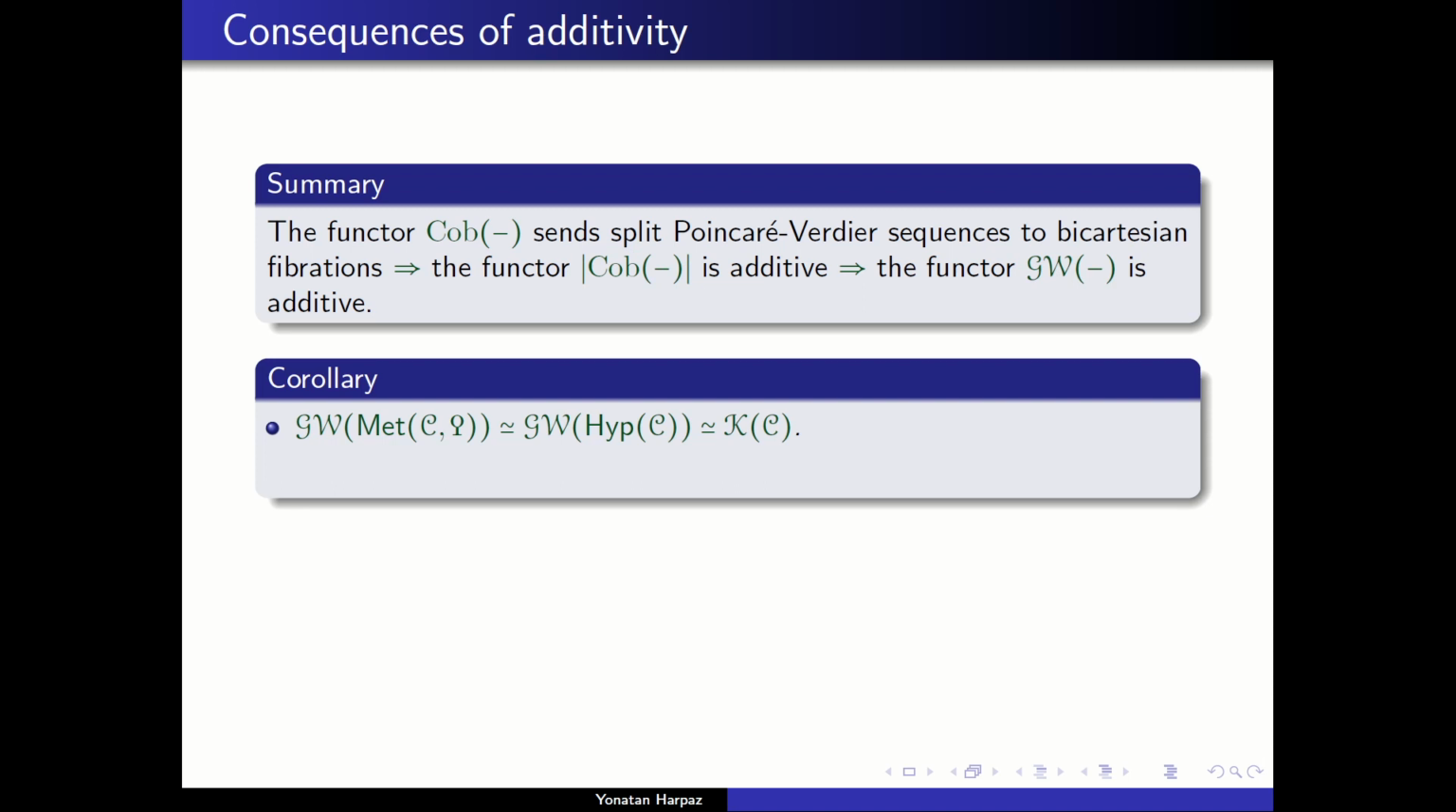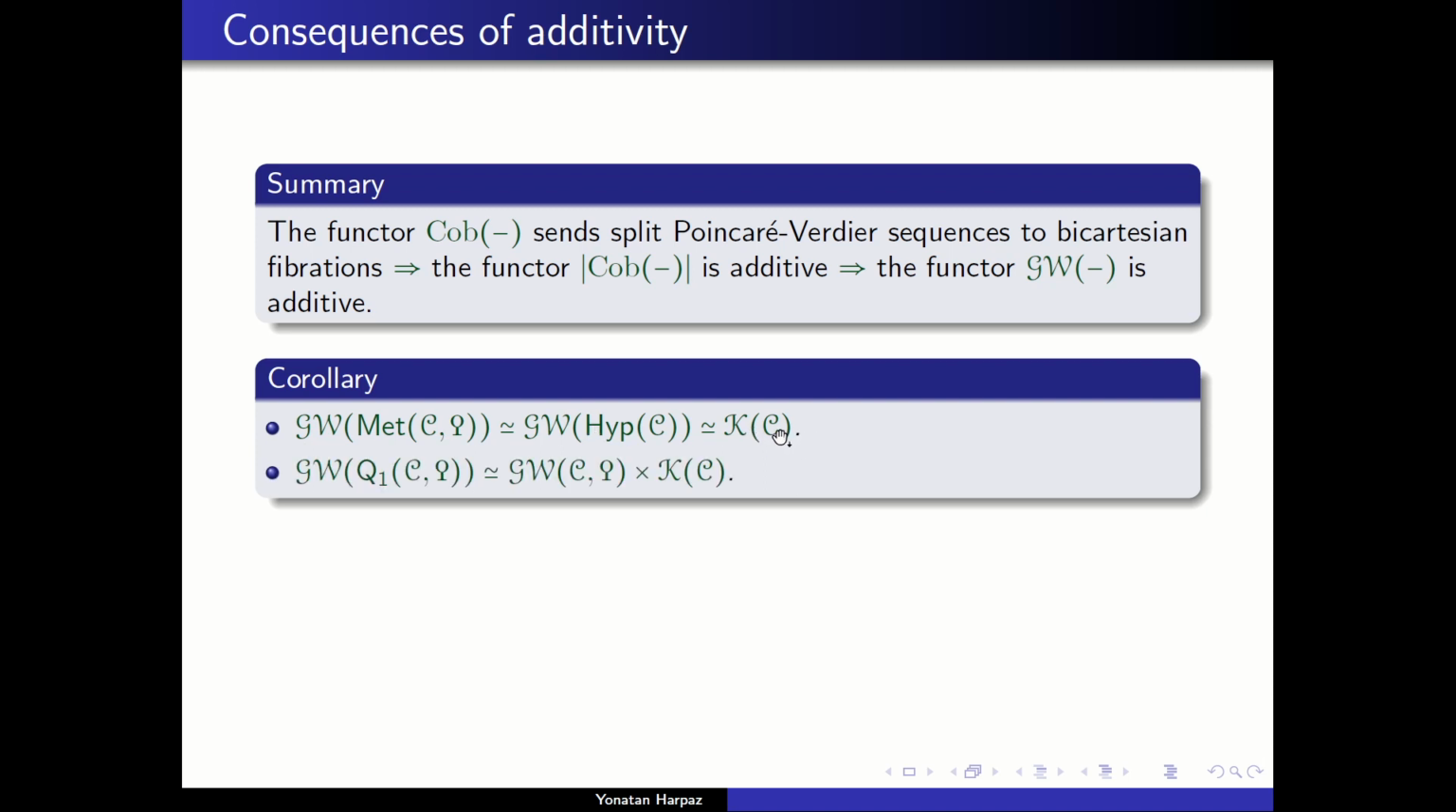And let's see what we can deduce from this. So one corollary: we already know that GW is group-like, so now we know that it's group-like and additive. And we saw that any group-like additive functor gives the same values on the metabolic Poincaré infinity category associated to C^[1] and the hyperbolic Poincaré infinity category associated to C. Now we saw already in the previous talk that the Grothendieck-Witt space of the hyperbolic Poincaré infinity category is the same as the K-theory space of C. And so we deduce that the GW space of both Met(C^[1]) and Hyp(C) is the K-theory space of C.